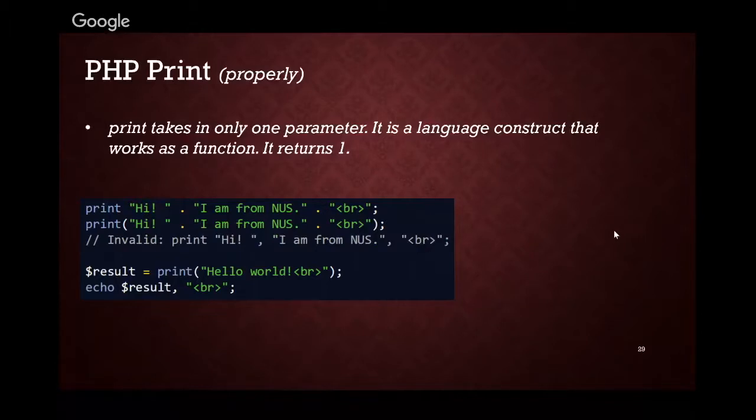So this print only takes 1 parameter. If you want to take in only 1 parameter, the concatenation will make them into one longer string. So it will still be counted as 1 parameter. But if you use this comma, it will become 3 parameters, and of course it's wrong. Also it returns 1. So if result equal to print, which means result equal to 1.